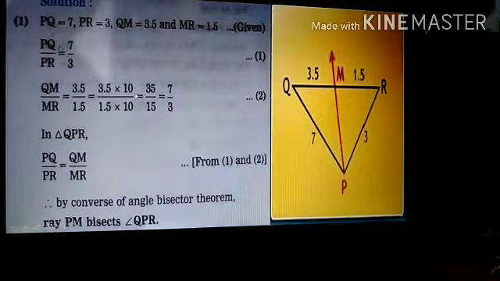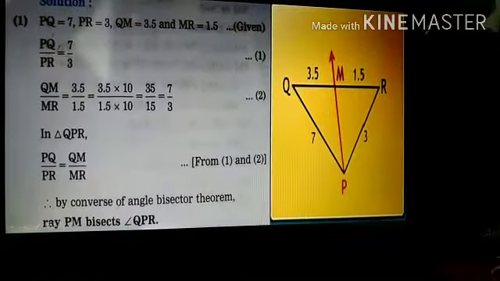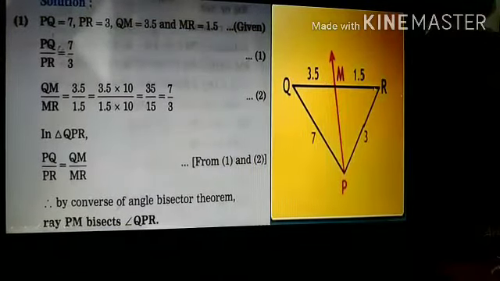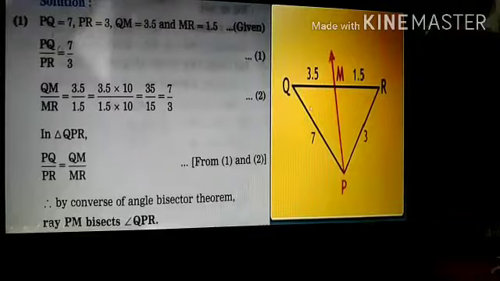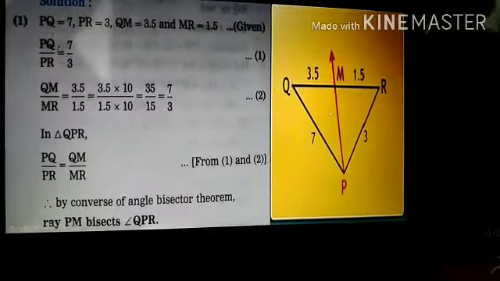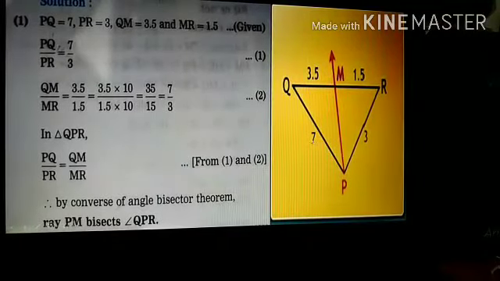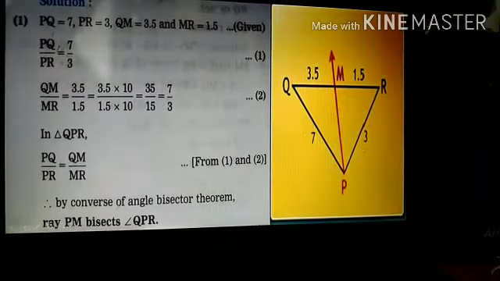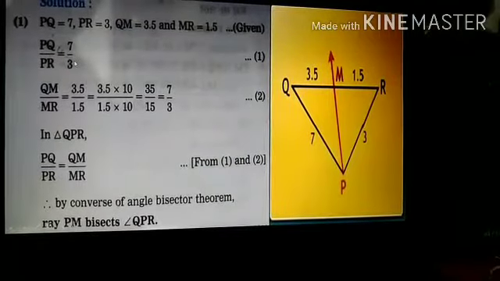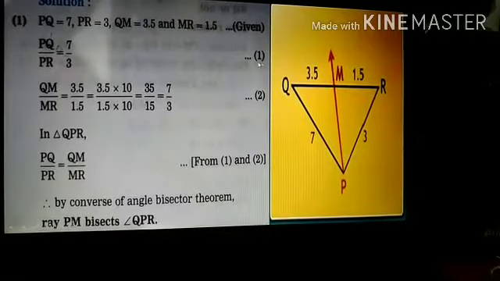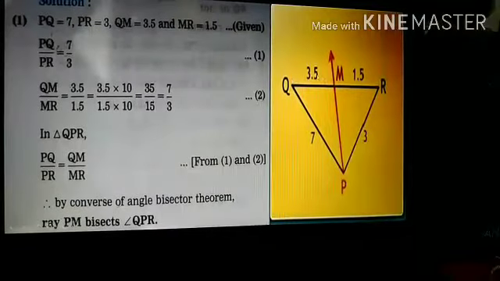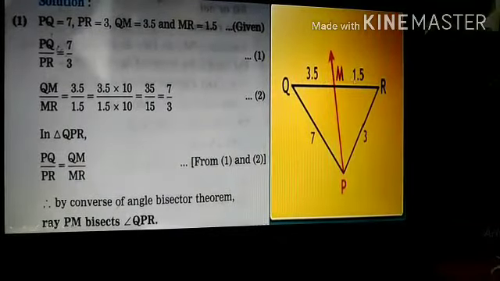Here in triangle QPR, we have the ratio of the sides mentioned. Let us begin with the sum. Let us take the ratio of the side PQ upon PR. PQ is 7, PR is 3. So the ratio is 7 upon 3 and we name it as 1. Now let us take the ratio of QM upon MR. So it is 3.5 upon 1.5.